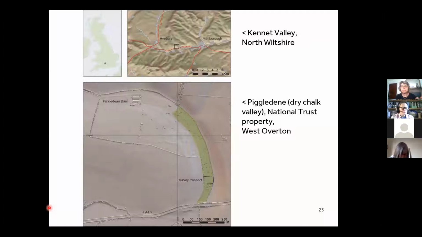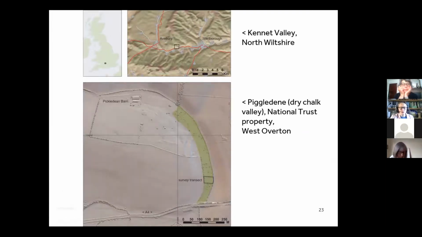Pickledene is a dry chalk valley in West Overton parish. It's on the north side of the River Kennet, between Avebury and Marlborough. The valley begins up on the downs and it curves south and east towards the River Valley. And in the valley bottom, you'll find Pickledene Barn. The footpath runs through here, through the valley to the A4. And you can get in either end. And at this end here, this thin green strip at the bottom of this map, this is a piece of land owned by the National Trust. We're going to look at that, and in particular, this survey transect in here.